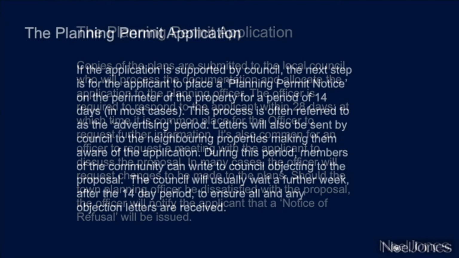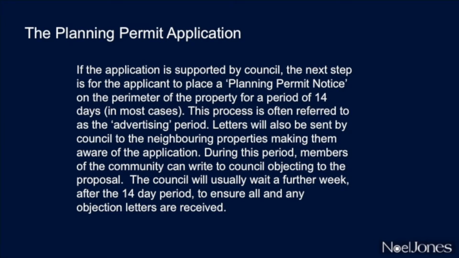If the application is supported by council, the next step is for the applicant to place a planning permit notice on the perimeter of the property for a period of 14 days. That's in most cases. This process is often referred to as the advertising period. Letters will also be sent by council to the neighbouring properties, making them aware of the application. During this period, members of the community can write to council objecting to the proposal.